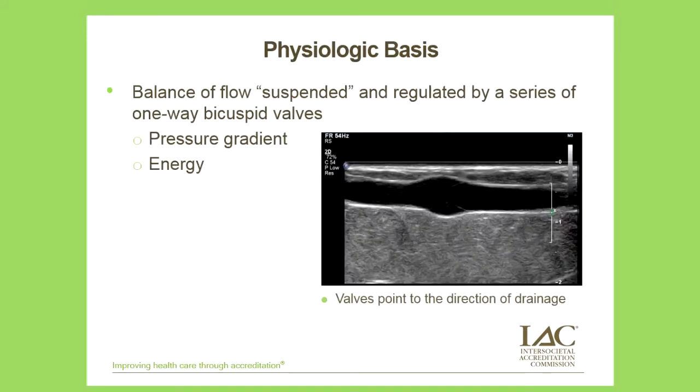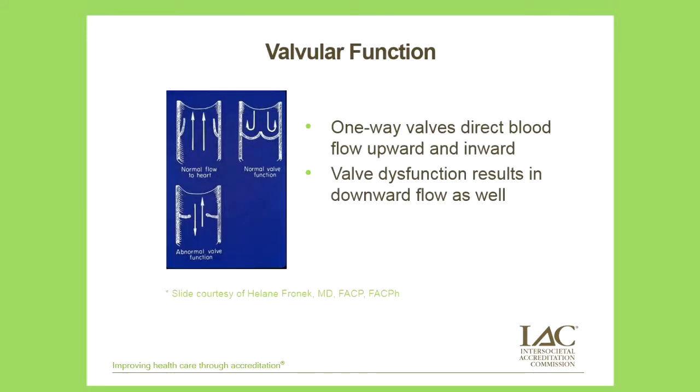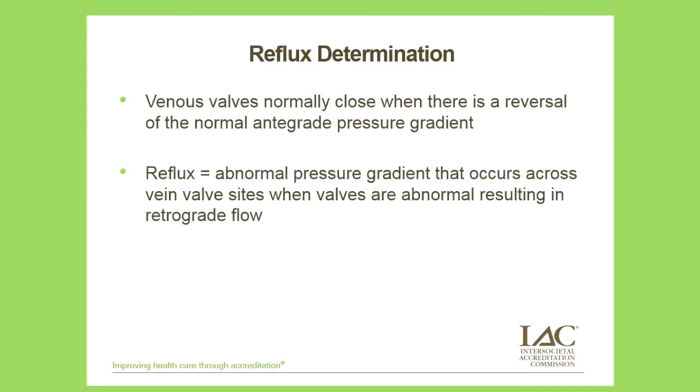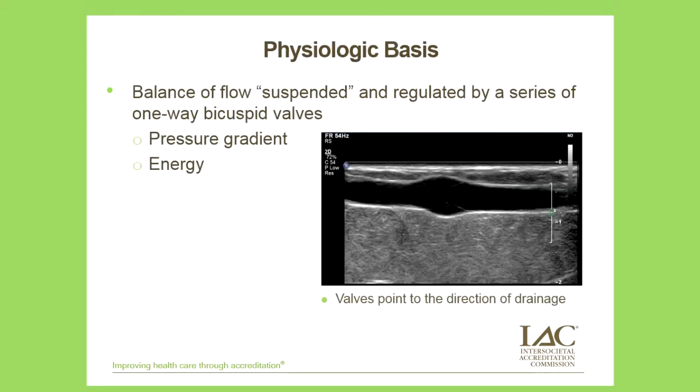And I want to mention, too, this is not an instant problem. We're dealing with a chronic venous disease. There's actually no cure for this, but there's a way to minimize the effects of it by treating veins. So that's the physiologic basis of what the veins do. And the valves help suspend this flow, and it's regulated by an energy gradient and pressure gradient. And this is just showing the valves point to the direction of drainage.